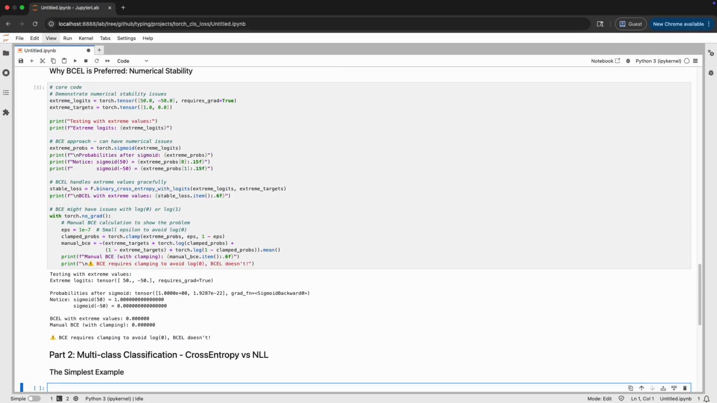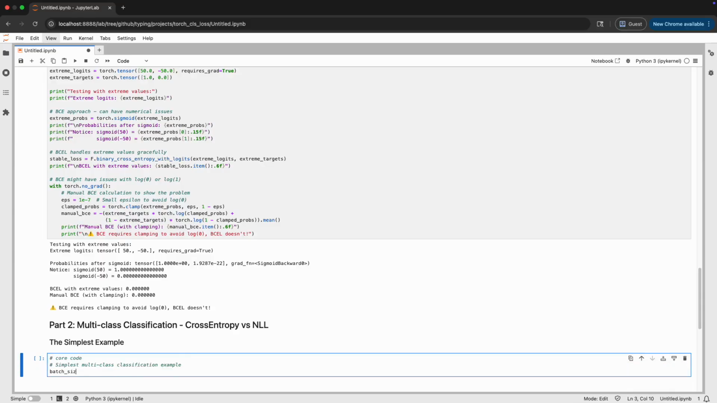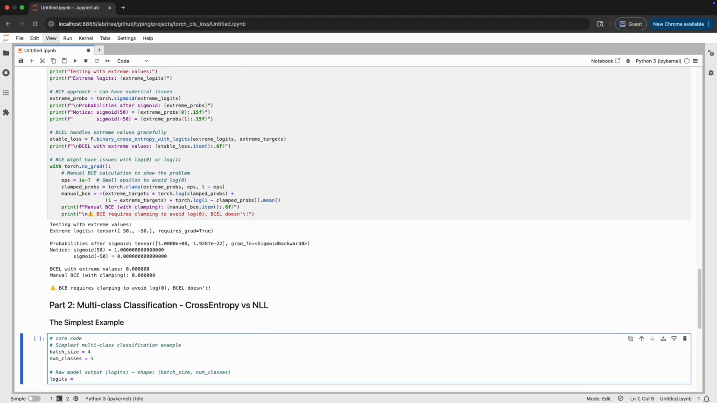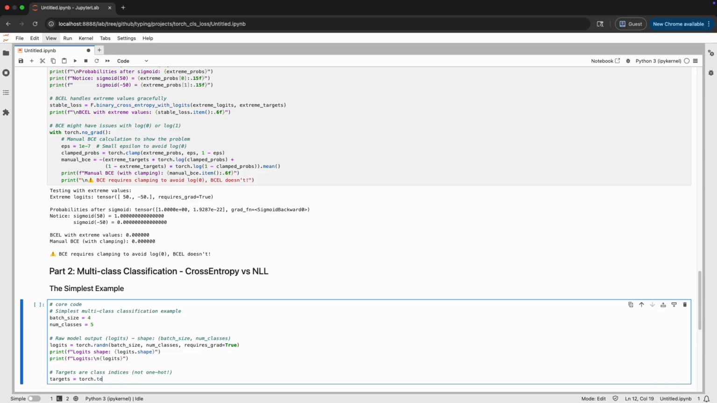where we'll explore multi-class classification and understand the relationship between cross-entropy and NLL loss. Here's the simplest multi-class classification example. We have 4 samples and 5 possible classes. The raw model output, our logits, has shape 4 by 5, meaning 4 samples with 5 logit values each. Notice that our targets are just class indices from 0 to 4, not one-hot encoded vectors.